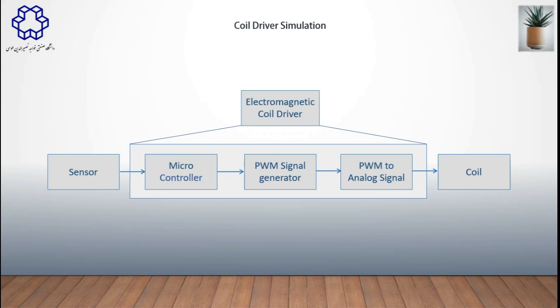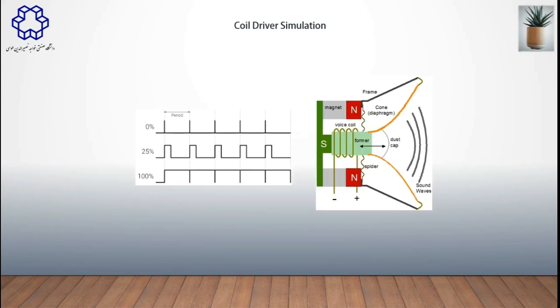If we directly input the coil with the PWM signal, it converts to a buzzer and keeps producing sound because it's very much like a buzzer mechanism.